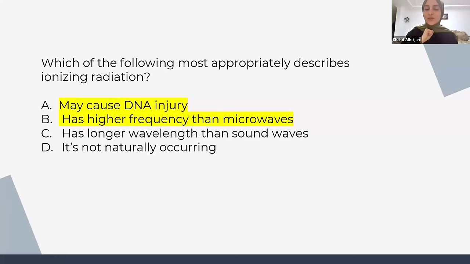Remember when we talked about the electromagnetic spectrum? We said the more you go to the side with the high frequency and less wavelength, the more ionizing the radiation. So at that side, what do we have? We have the X-rays, we have the gamma rays, and all that. Meanwhile, on the other side, with the lower frequency and higher wavelength, you have the radio waves, microwaves, basically the safer ones. So ionizing radiation will have a higher risk of causing DNA injury, or a higher risk, for example, of causing cancer. But non-ionizing radiation will be safer. So ionizing radiation will cause DNA injury and has higher frequency than microwaves. Microwaves are towards the low frequency, high wavelength side. Meanwhile, we have the X-rays and the gamma rays at the high frequency, low wavelength side.